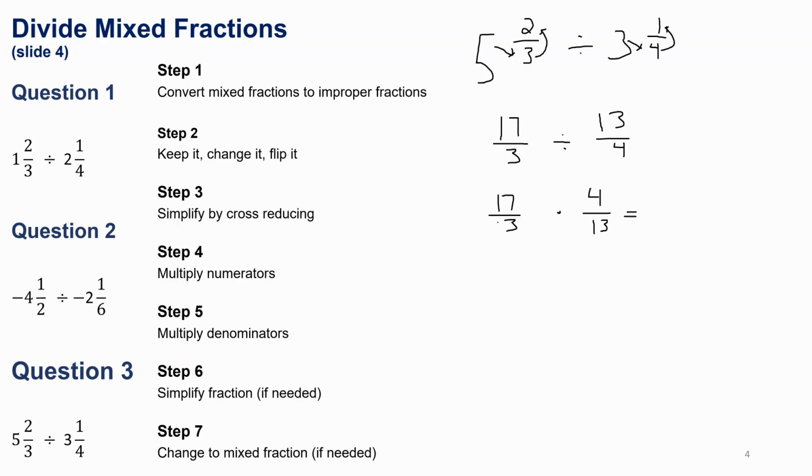We then go ahead and multiply. So let's go ahead and do 17 times 4 and 3 times 13. So 17 times 4 then is 68. And 3 times 13 is going to be 39. Now 68 and 39 can't be reduced down. 39 is a prime number, and there's no number that 39 does not divide into 68. So then what we can do is we can change to a mixed fraction.